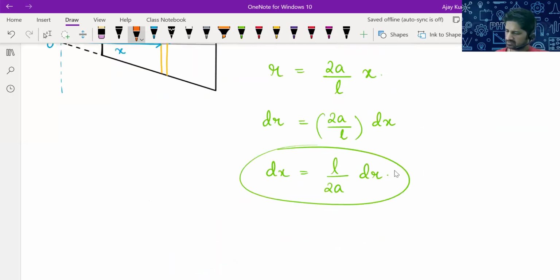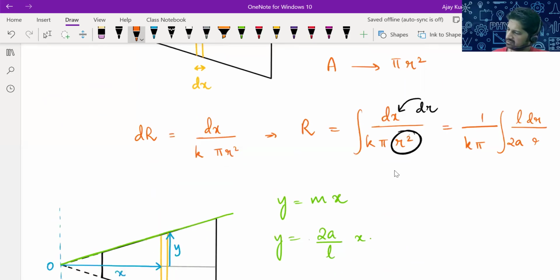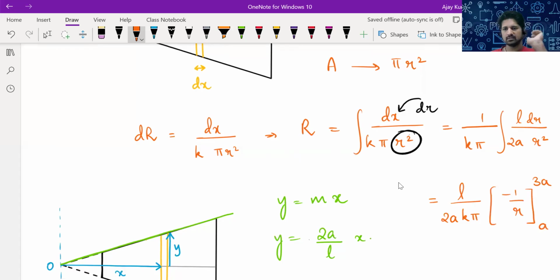A lot of mathematics, as I said. Divided by r square is anyway there. Now from here onwards, it is slightly easy. L is constant, 2a is constant, k pi is already there. Integral 1 by r square dr again becomes minus 1 by r. And limits for radius will be from a to 3a. If you substitute that, you will get the thermal resistance of the total frustum. And then you can find out the rate of heat flow also.